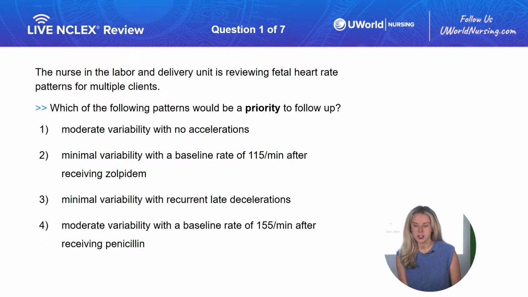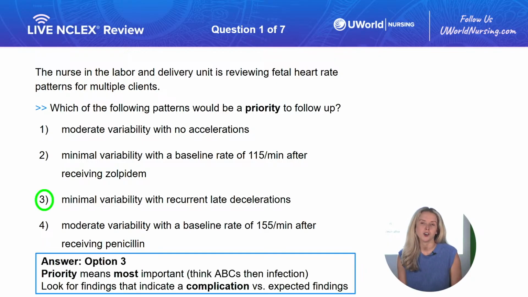Alrighty, lots of answers in the chat, and you guys are spot on. Option number 3 was our correct option, so way to go there. A couple of terms I want to go over. This question kind of threw a lot at you. So first and foremost, variability is the fluctuation of the fetal heart rate. It can be moderate, minimal, marked, or absent. We want to see it in that moderate range. It's a reassuring sign. Now, accelerations are another reassuring sign.